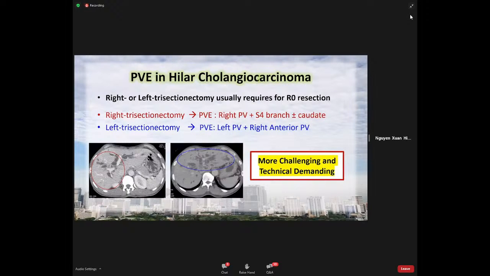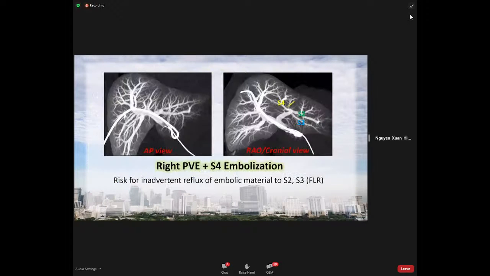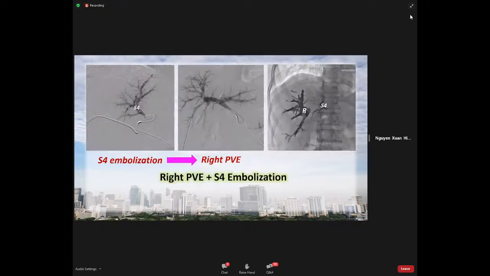PVE can help surgeons to accomplish R0 resection in hilar cholangiocarcinoma. Prepared right hepatectomy usually requires right portal vein plus S4 branch embolization, and for left hepatectomy, may require left portal vein and right anterior portal vein embolization. Embolization of the S4 branch is technically challenging with the risk of embolic material reflux into S2 and S3. We usually perform S4 embolization first and then right portal vein embolization later.